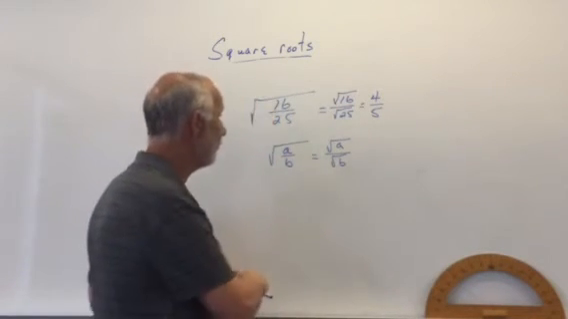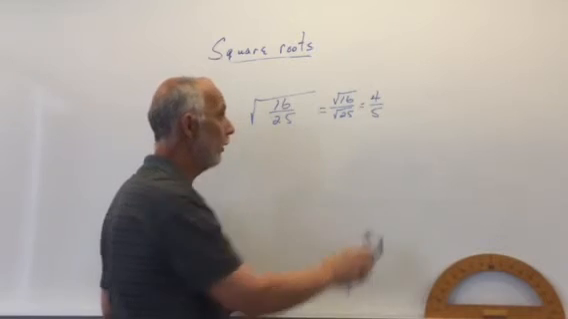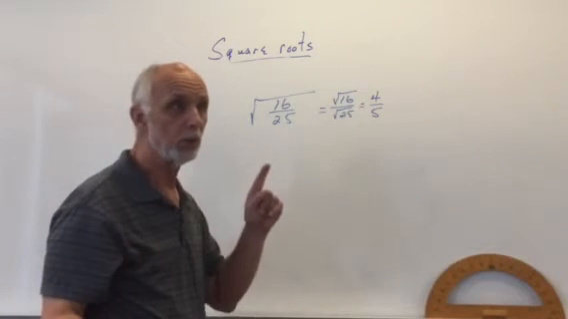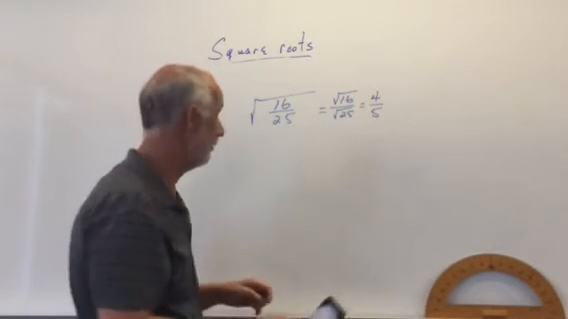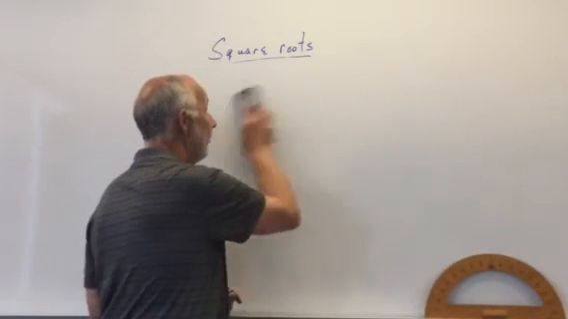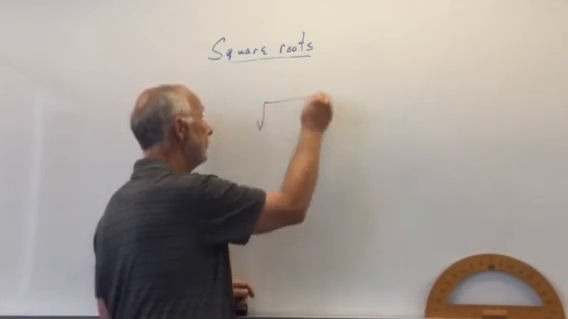So to find the square root of a fraction, all you have to do is find the square root of the numerator and put it on top of the square root of the denominator. All right? Now, what if I had something like this?